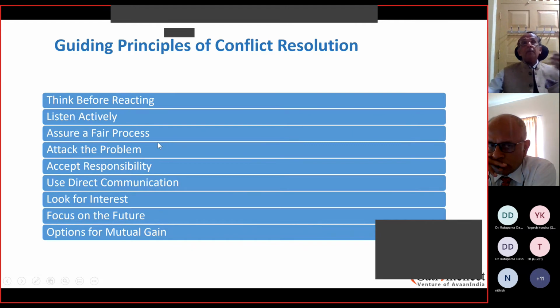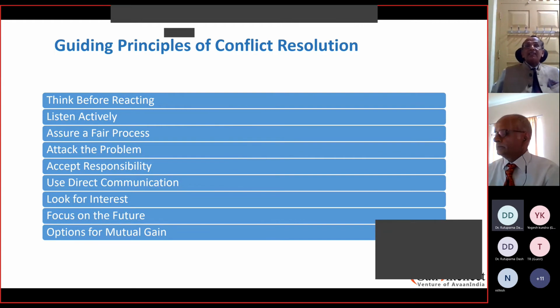Right, these are the guiding principles of conflict resolution. Conflicts can happen at any time. We are not superhumans, okay? But what is essential is there has to be a system, a procedure wherein such conflicts should be resolved in a proper and professional manner. Okay, think before reacting. That means don't get emotionally carried away whenever there is an issue.